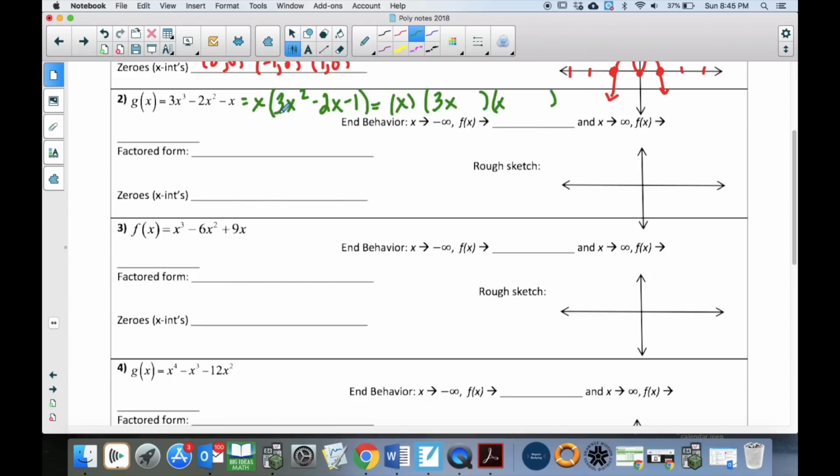But I know that this is a prime 3, so it has to be 3 and 1. This is a prime 1, so it has to be 1 and 1. The only difference is that we've got to figure out our plus and minus signs.